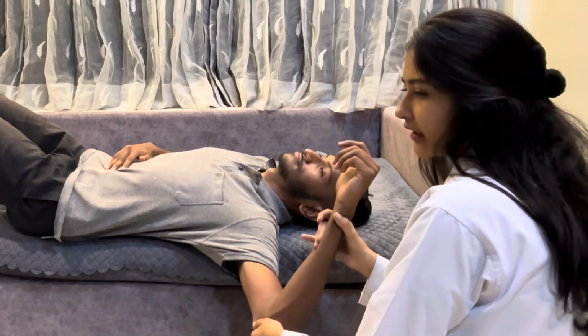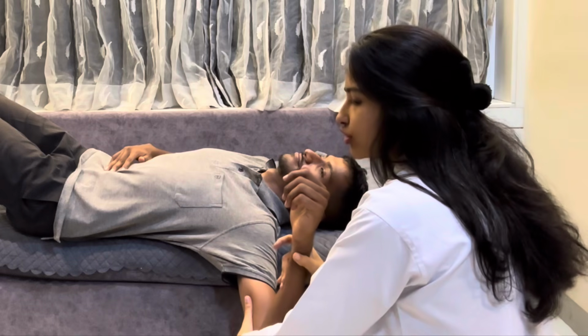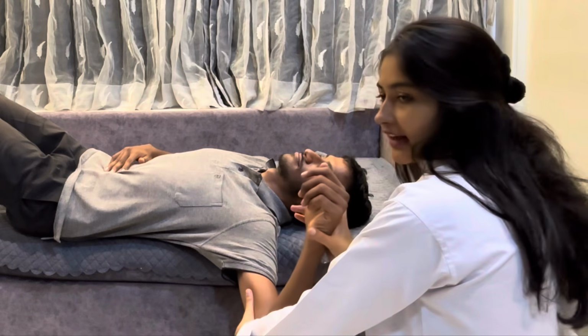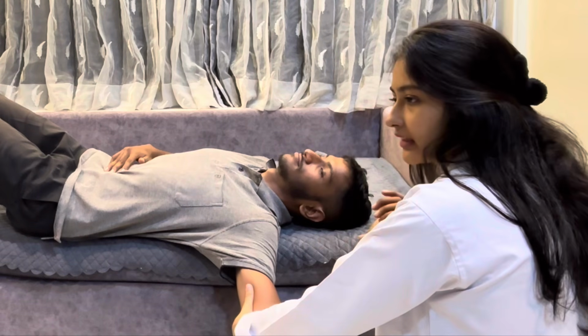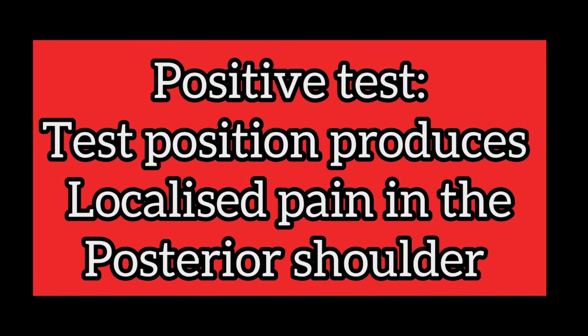arm to 90 to 110 degrees and then extend the shoulder to around 10 degrees, and after that maximally laterally rotate the arm in this position. This test is considered positive if a localized pain is elicited in the posterior part of the shoulder.